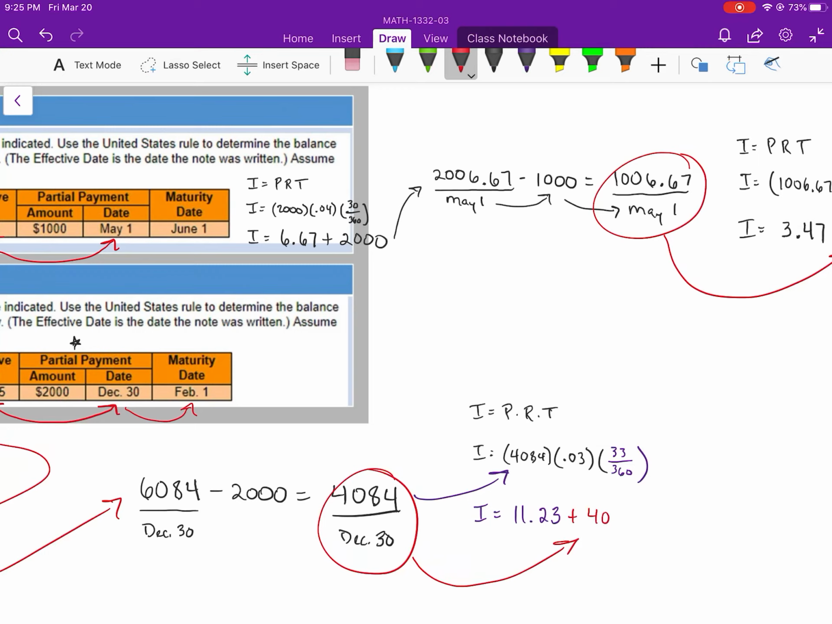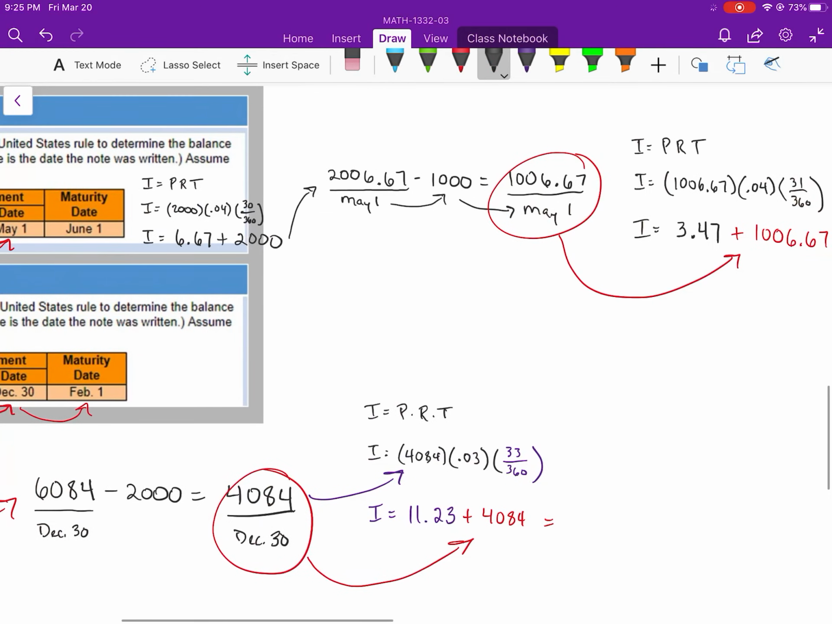Now, we only have one step left, which is to take that principal amount as of December 31st and add it to that $11.23. So $11.23 plus $4,084 gives me an answer of $4,095.23. There we go. That's exactly right.